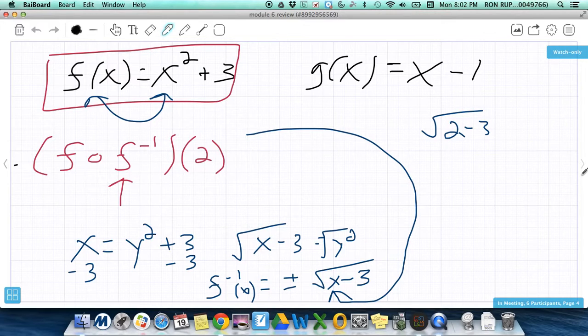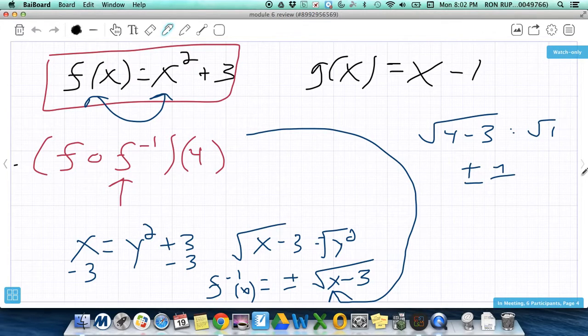Let me pick a different number here, that way we can actually get an answer. Let's say it's 4. And so I'm going to plug in 4 into my equation. Because see, that would have been imaginary and that would have been very good. So the square root of 4 minus 3 is the square root of 1. So I got plus or minus 1 as my answer.